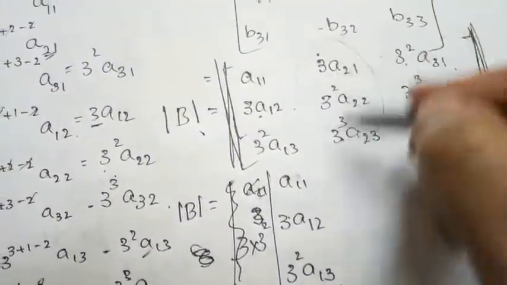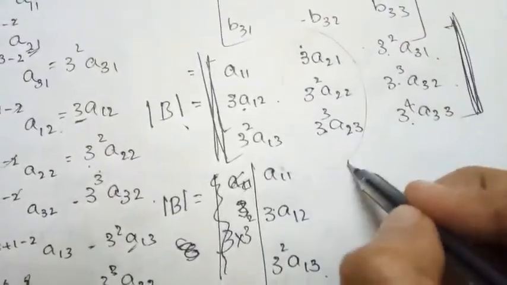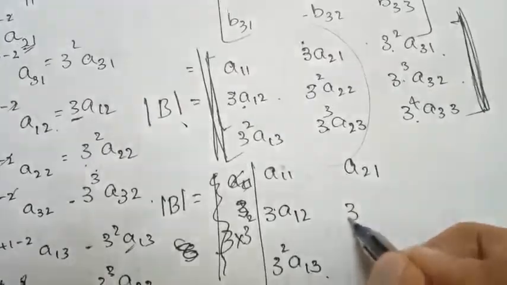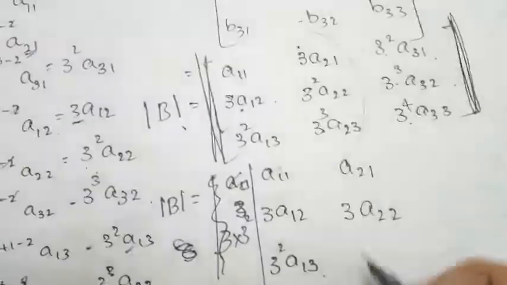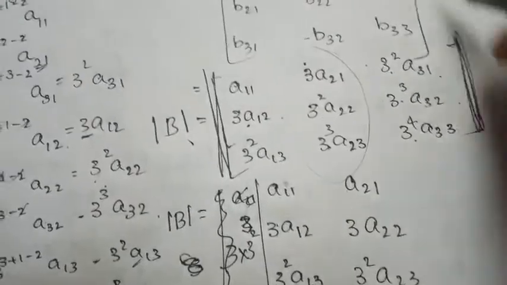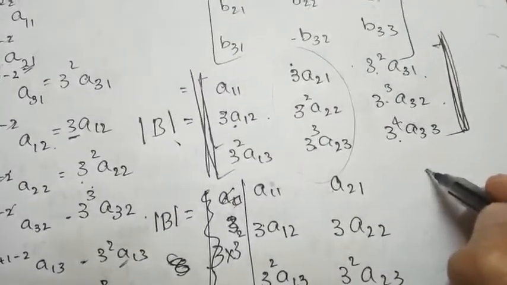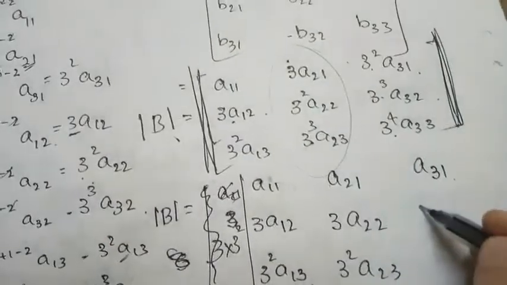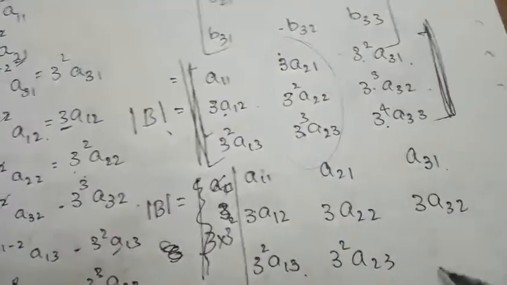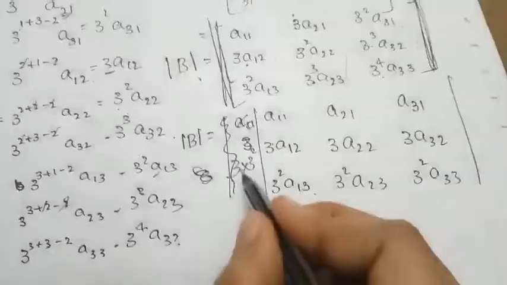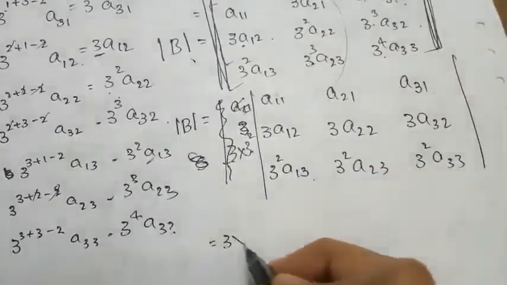In the second column, since I took 3 outside, what remains is A21. Since 3 is taken outside, 3, A22. 3 again is taken common outside, 3 square, A23. Here I have taken 3 square common outside, so A31 is taken, then 3, A32. Here it becomes 3 square, A33. Now 3 into 3 square is outside.